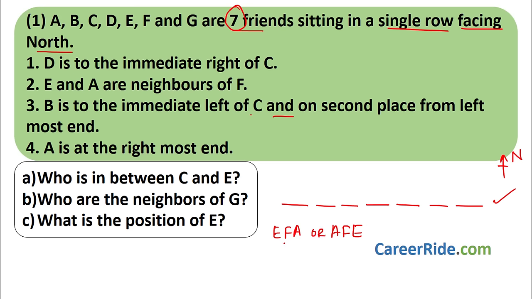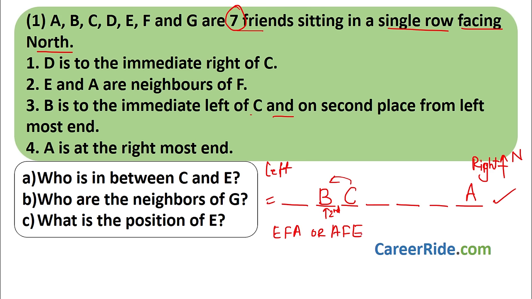Third sentence, B is to the immediate left of C. We cannot mark it immediately. And on the second place from the leftmost end, this is left, this is right. So what is the leftmost end? This one. Second place from the leftmost end, first place, second place, this is the second place from the leftmost end. B will come over here. Now B is to the immediate left of C, so C will be here, this is immediate left of C, okay. Now A is at the rightmost end, this is the rightmost end. A will come over here.